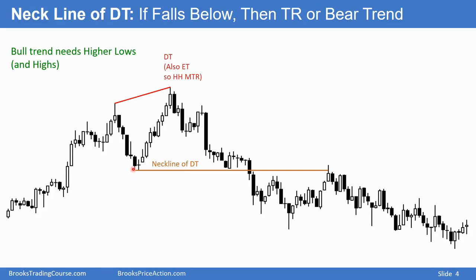As long as the market is staying above this low, the bulls will assume the bull trend is intact. But once it falls below that low, bulls and bears will conclude that the bull trend has ended. The market then has either evolved into a trading range or into a bear trend.